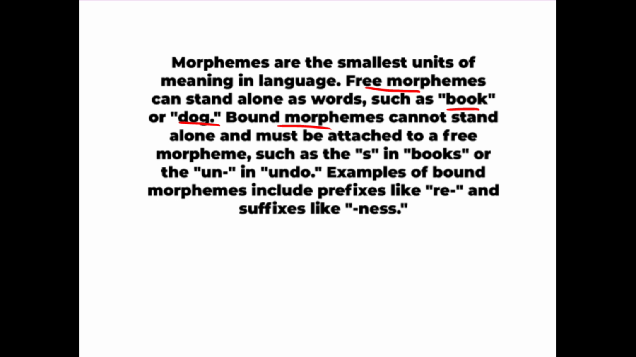Now here we have the word book. Book is obviously a free morpheme. It can stand alone. It does not depend on another word. The second type we have is bound morphemes. Bound morphemes cannot stand alone and must be attached to a free morpheme. It means free morphemes can stand alone, but bound morphemes cannot stand alone, and they are dependent on free morphemes, such as s in books, like here the word books.